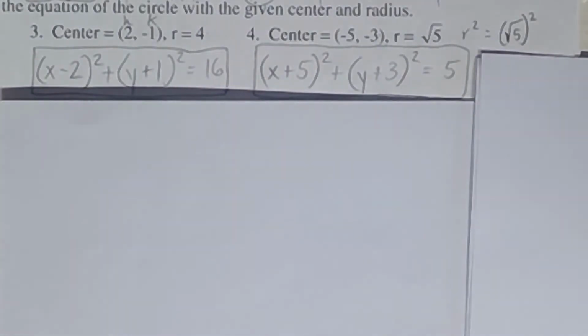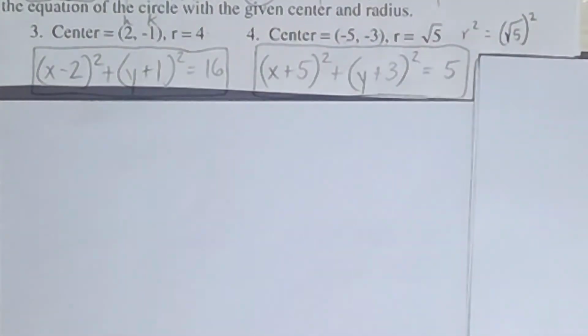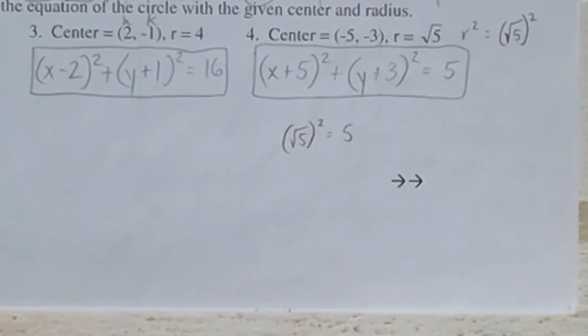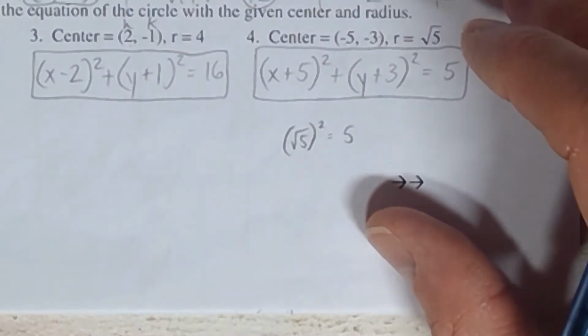So that is how to find the equation of a circle when you are given the center and the radius in the problem. Let's go ahead and flip that over to the back side, and we have a few more problems there.